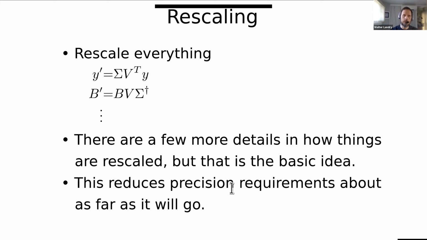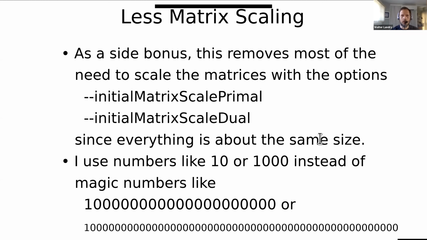With that decomposition, you can rescale everything, and things become more nicely behaved. Everything becomes kind of 1. There are a few more details I haven't gone into, but if you do this, then you can reduce the precision requirements even further. I'm not sure where I would go after this. Also, as a side bonus, it seems to reduce the need to scale these initial matrices, because everything is about 1. You don't have things that are enormously huge anymore.